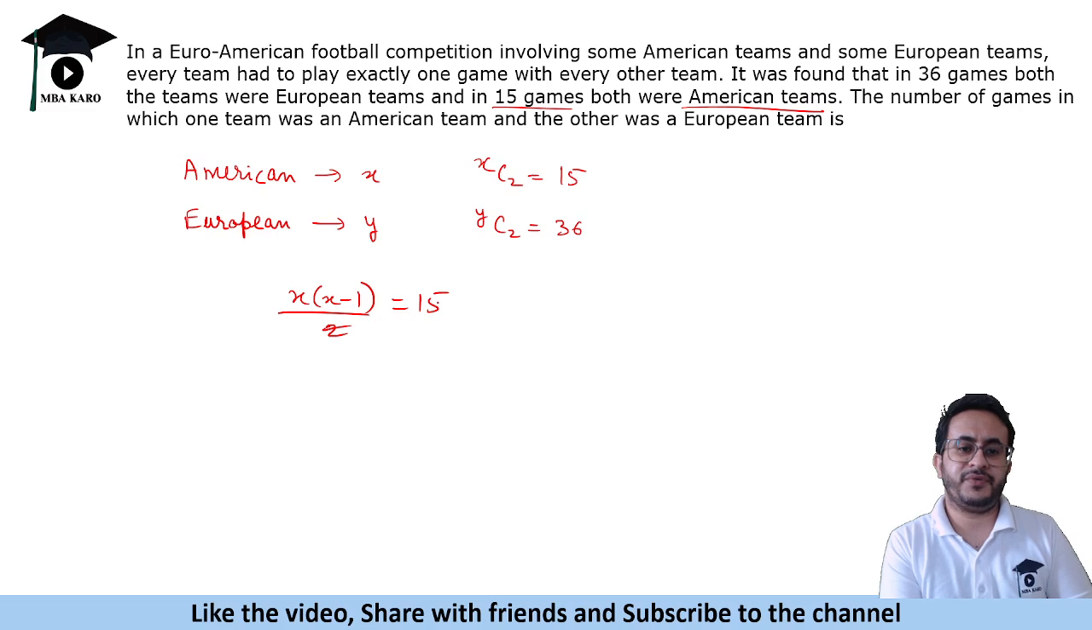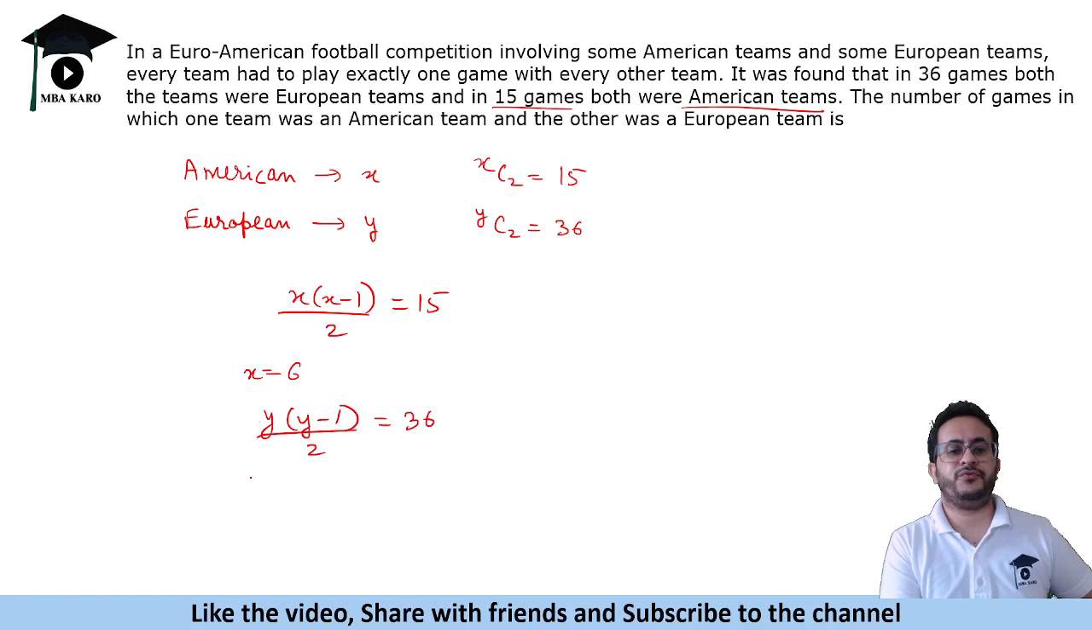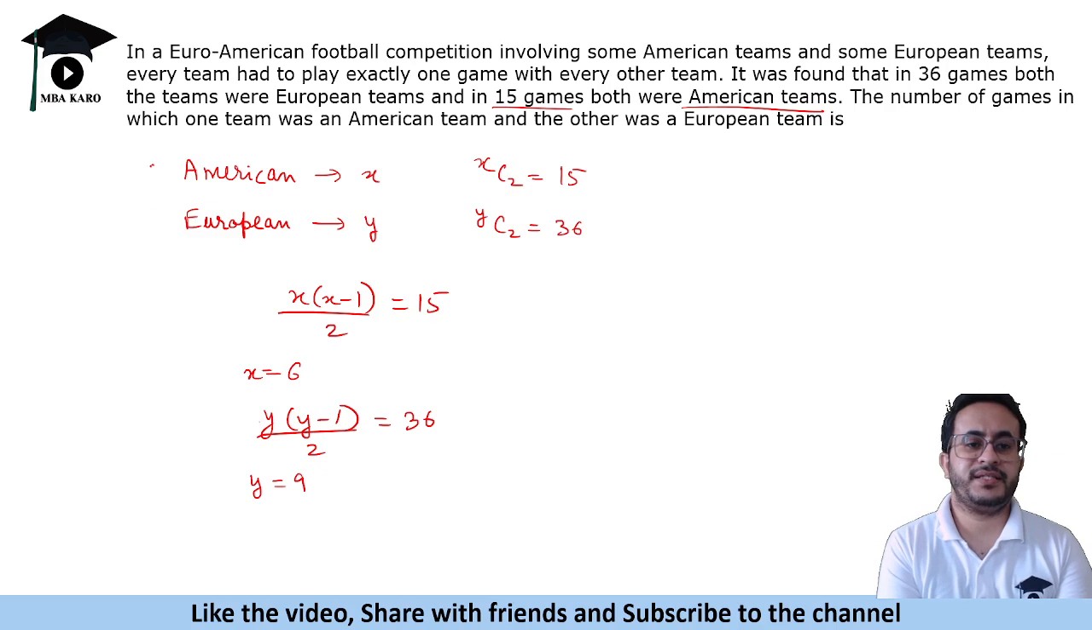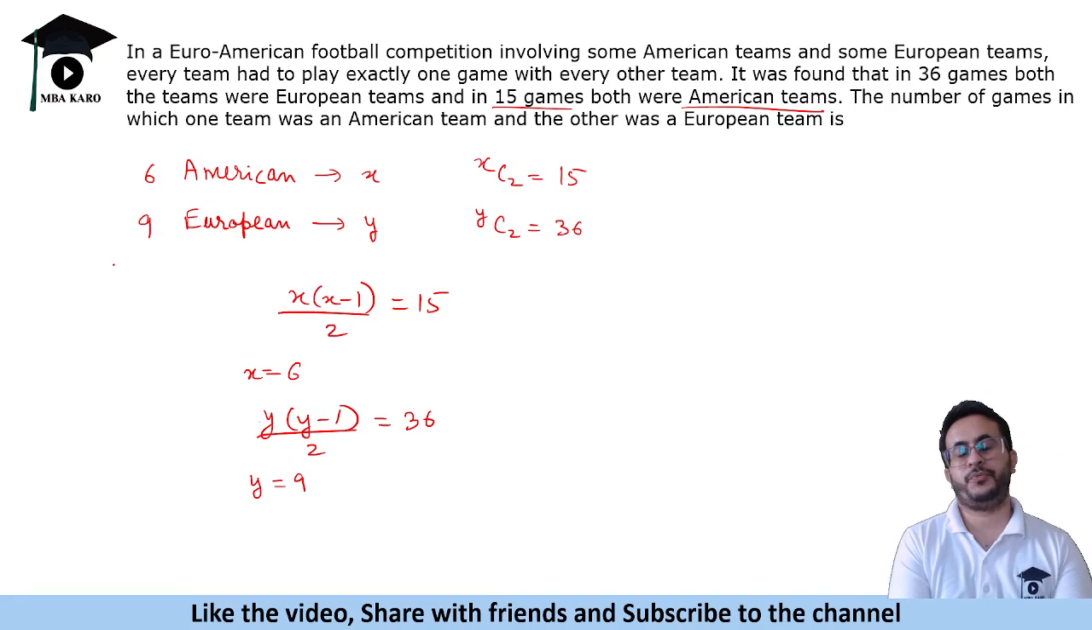So XC2 means x(x minus 1) by 2, which is 15. So x(x minus 1) is 30, so x is 6. Similarly, y(y minus 1) by 2 is equal to 36. So y(y minus 1) is 72, y is 9. That means there are 6 American teams and 9 European teams.